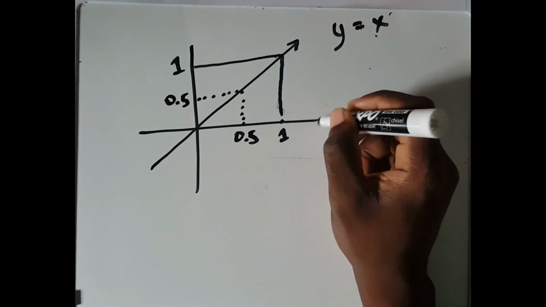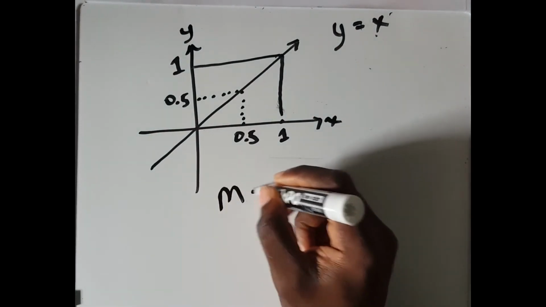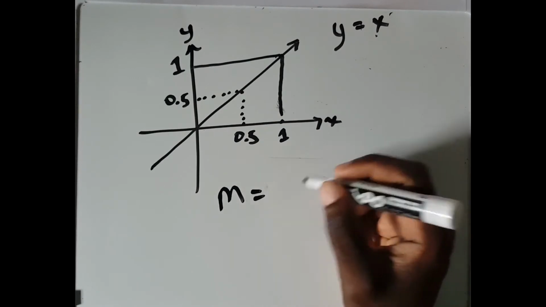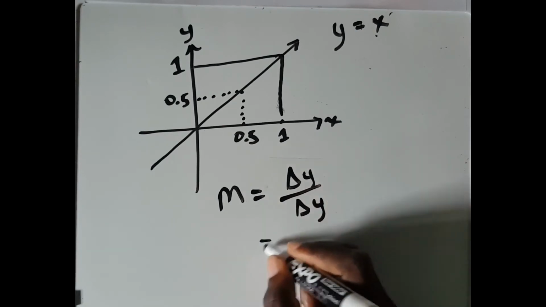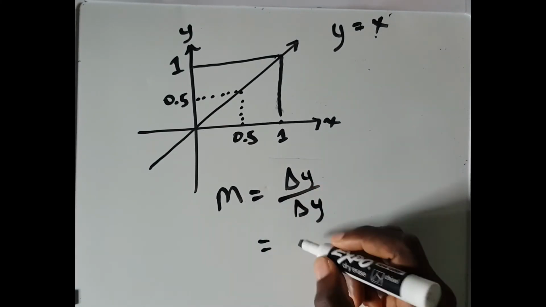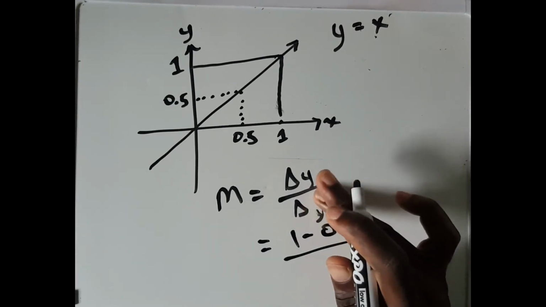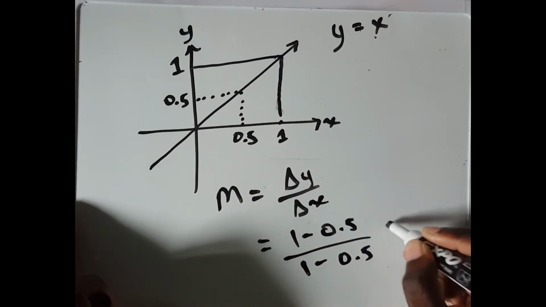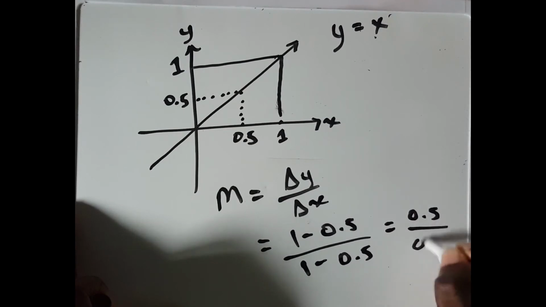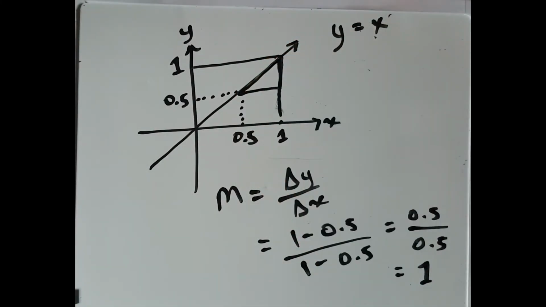Now, let me label my axis. When you found the gradient back in high school, the gradient m would be equal to rise over run, or some would say change in y over change in x. In this case, my change in y would be 1 minus 0.5, and my change in x would be 1 minus 0.5, which would leave me with 0.5 over 0.5, which would be equal to 1. So the gradient of this slope would be 1.